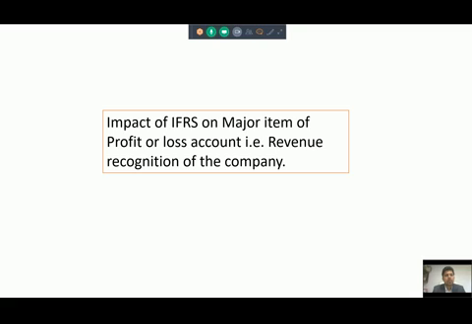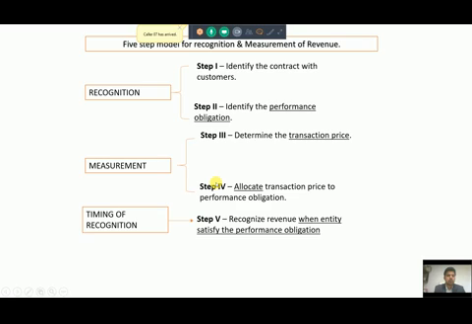But IFRS 15, which was recently issued by IASB, provides a 5-step model for recognizing revenue and provides detailed guidance for it. Now, what are those 5 steps for recognition and measurement of revenue? Step 1 is that before recognizing any revenue, you first identify a contract with the customer. Then step 2 is identifying a performance obligation. A performance obligation is nothing but a promise made to the customer.